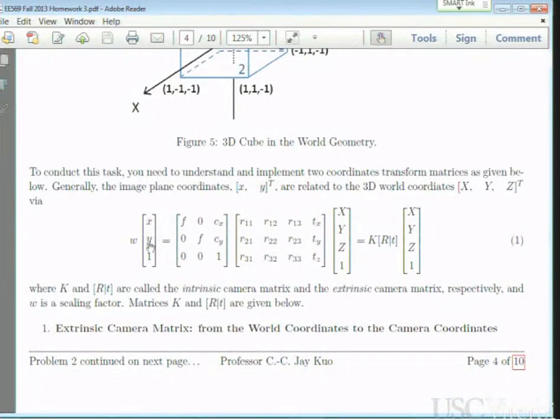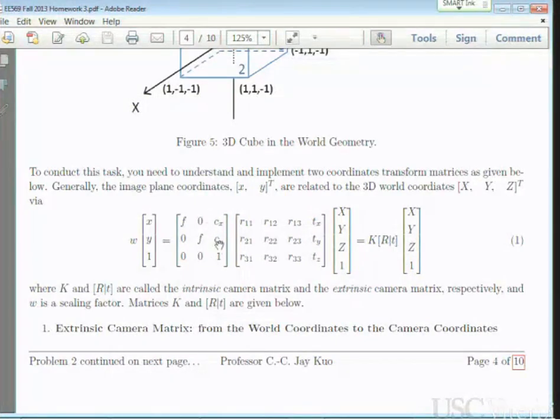This is a relationship between the image plane coordinates. On the image plane there's x, y, and this is a 3D coordinate. The 3D coordinate relates to the image plane by two matrices. This is one matrix, this is another matrix. This matrix is called the extrinsic camera matrix, and this K is called the intrinsic. K basically describes the case after capital X, capital Y are aligned with small x, small y. The relationship only plays a role at F and also CX, CY.